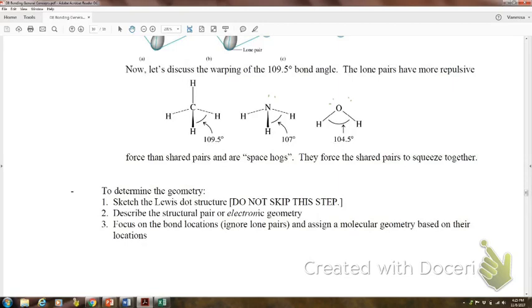You cannot skip that step. Okay, so it helps to then describe the electronic geometry, or it's what's bonded to it, or its areas of electron density. And then you focus on only the bonds to know it's molecular. So only the bonds is what the molecular is. So let's do a couple examples and see if you can wrap your mind around what we're doing. Okay?